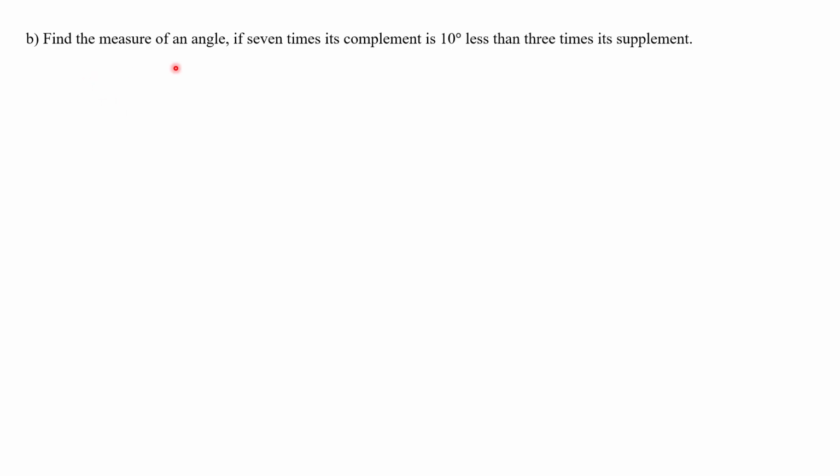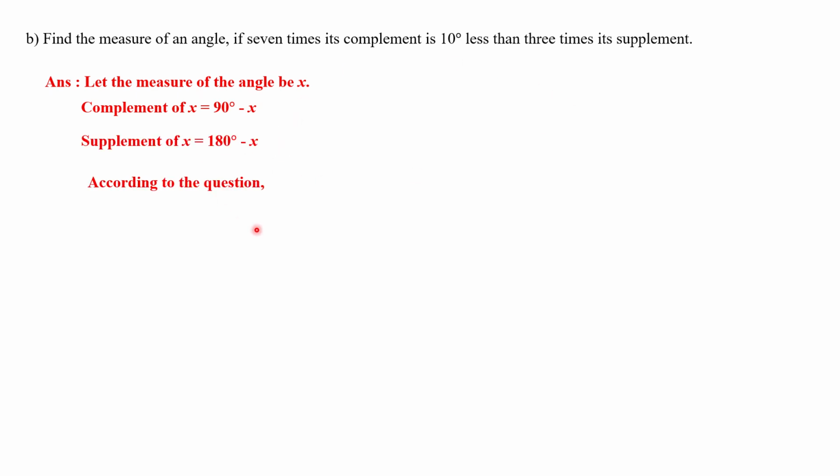Now B part: find the measure of an angle if 7 times its complement is 10 degrees less than 3 times its supplement. So first of all, let the measure of the angle be x. So its complement will be 90 degrees minus x and supplement will be 180 degrees minus x. Now according to the question, it says 7 times its complement, which is 90 degrees minus x, is equal to 10 degrees less than 3 times its supplement. So 3 times its supplement minus 10. Now we have to solve this equation.